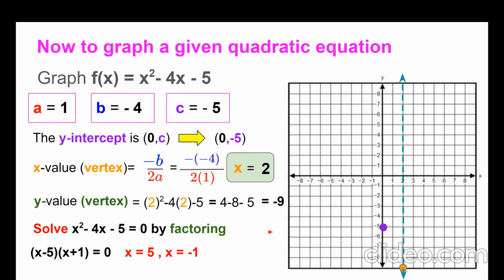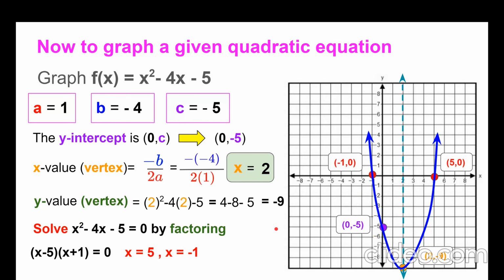Those are my x-intercepts. Now all you've got to do is make the U shape. The U shape is going to go up because this is my minimum point. So all you've got to do is, with a pencil, make this shape face up like a U. So that's it for graphing a quadratic. Let's take another example and go a little bit faster, so it's easier than all this explanation.